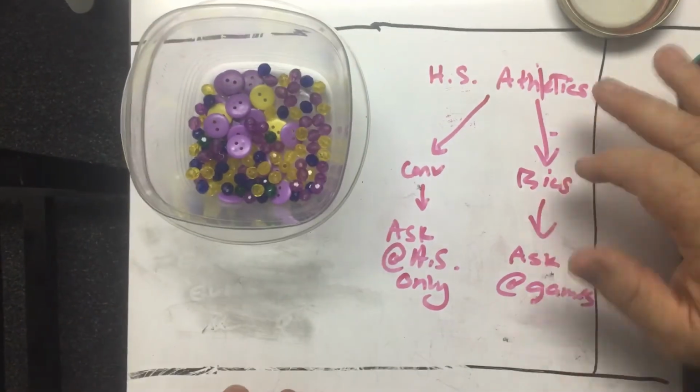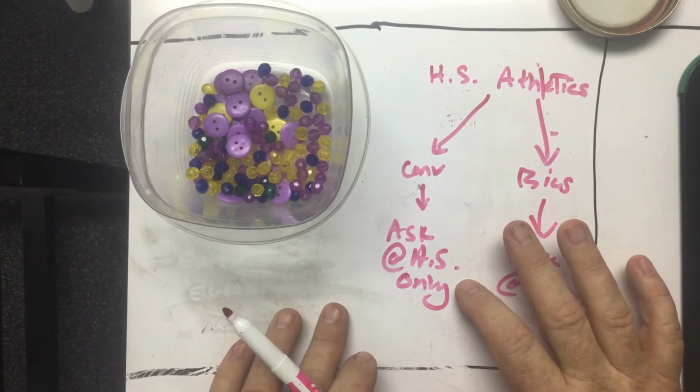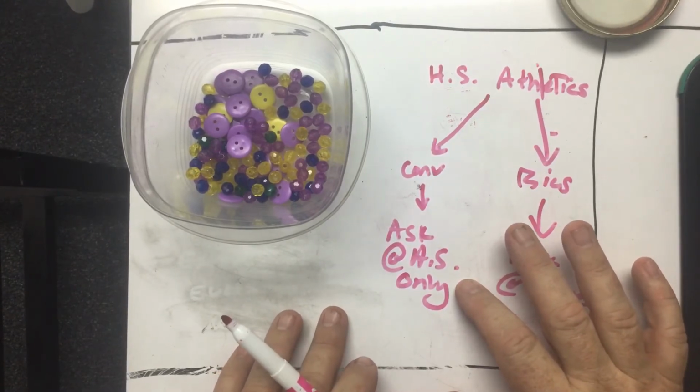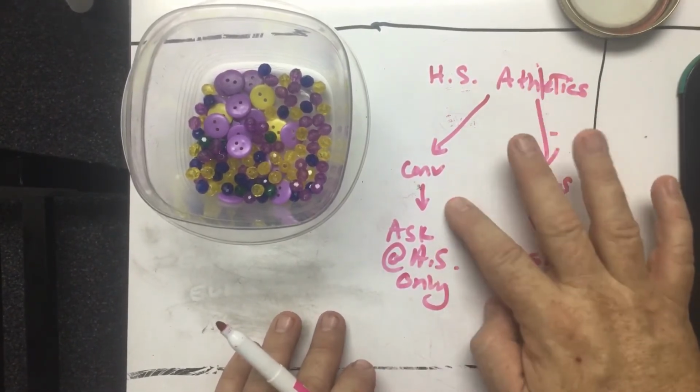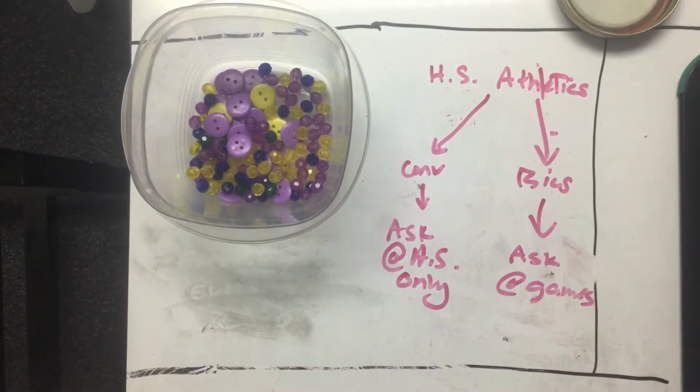And let's say I don't even want to go to that. I'm just going to go ahead and ask people at the high school only because I don't feel like going to the game tonight. So now it's just a convenience sample. You're not actually getting a big enough sample of random people.